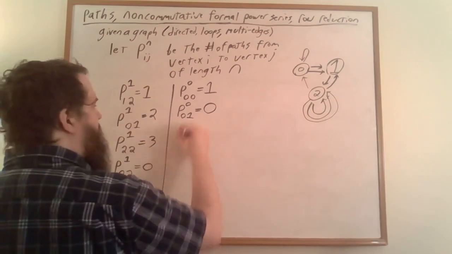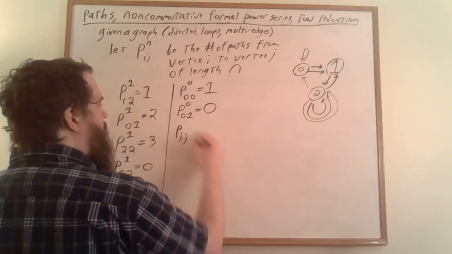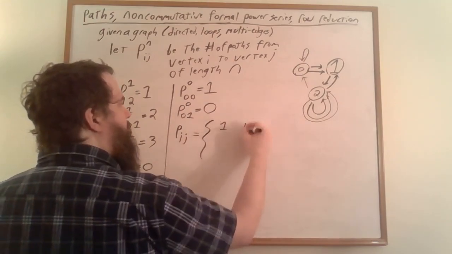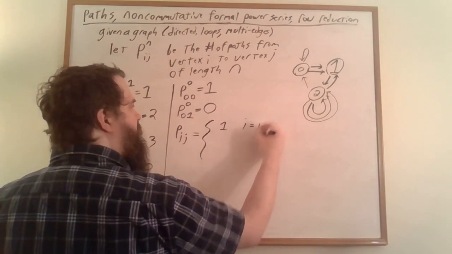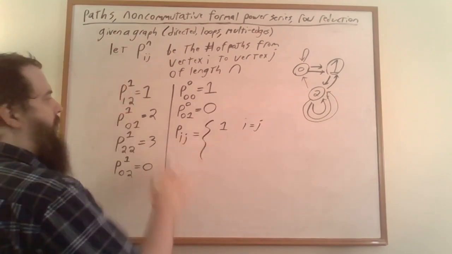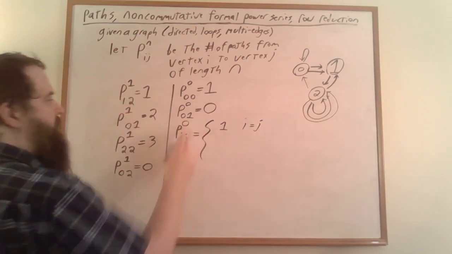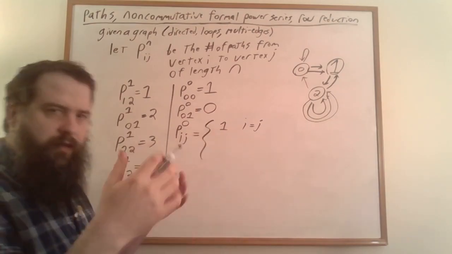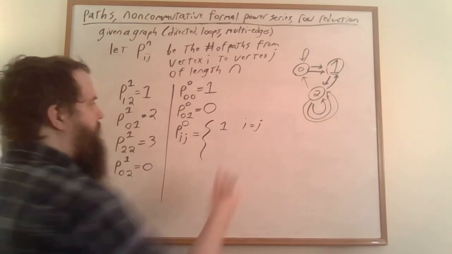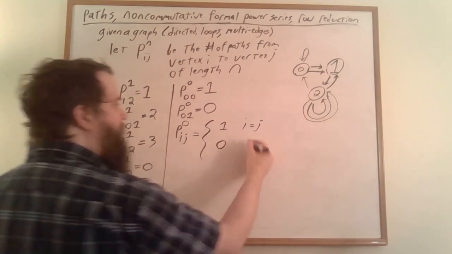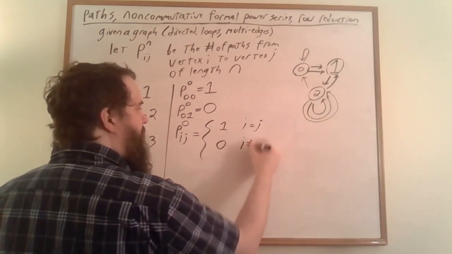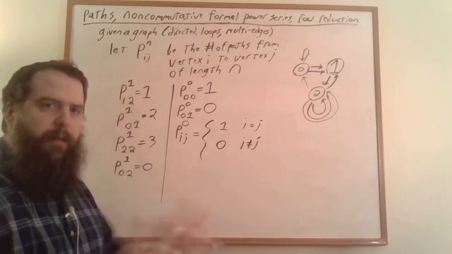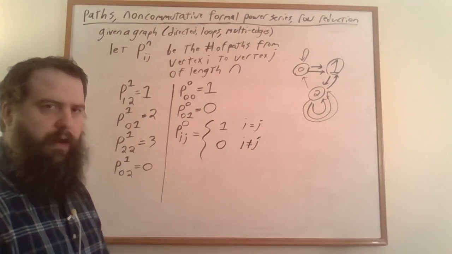If we have p superscript 0 sub ij, this is going to be equal to 1 if i is equal to j. There's one path of length 0 from vertex i to itself, and that's the you-just-stay-put path, and there are 0 paths that will take us to a different vertex because we need to take some number of steps to get from one vertex to another.